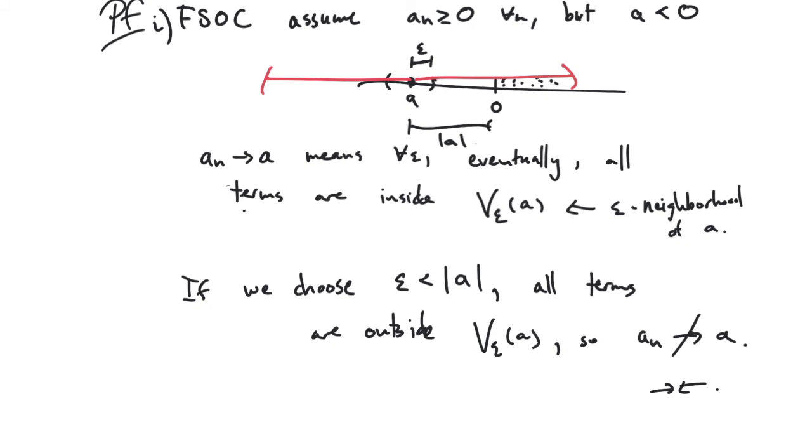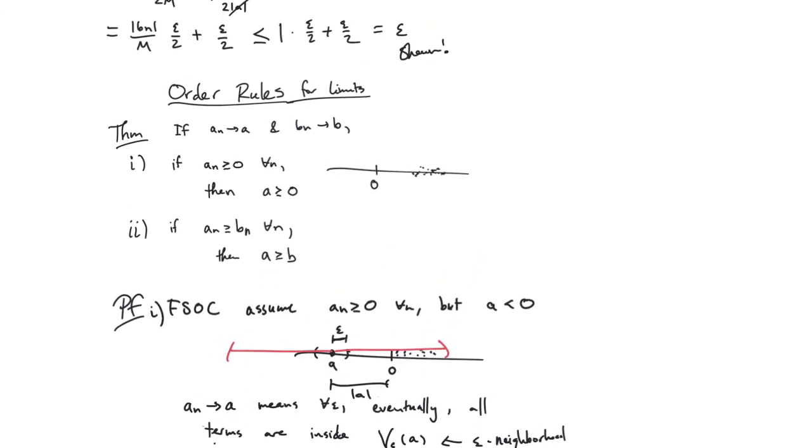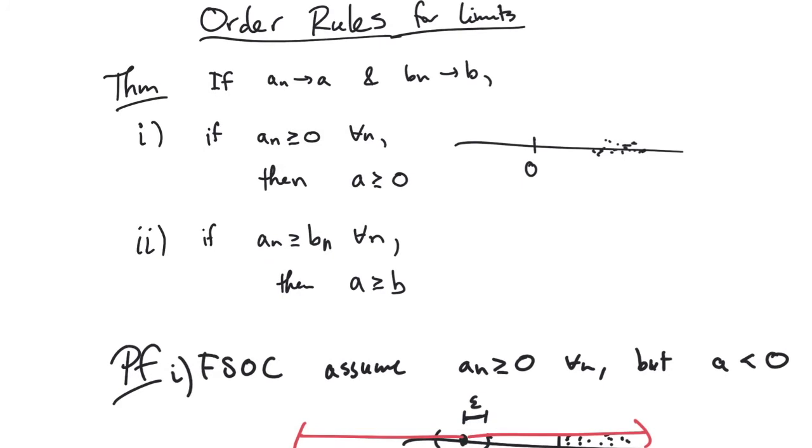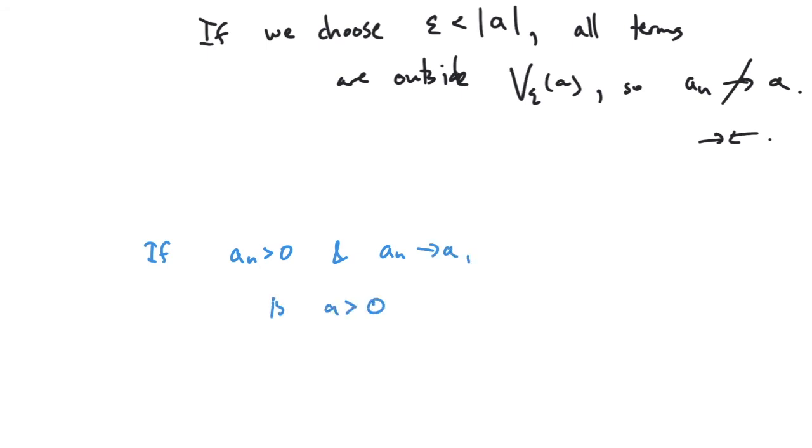Okay, so if all the terms are positive, then what they converge to must be positive or 0, right? Can we say something about this? It says greater or equal to 0. Is the same thing true if it was just greater? So I'm wondering, is it true that if a_n is greater than 0 and a_n converges to A, then A is greater than 0? Is that true?